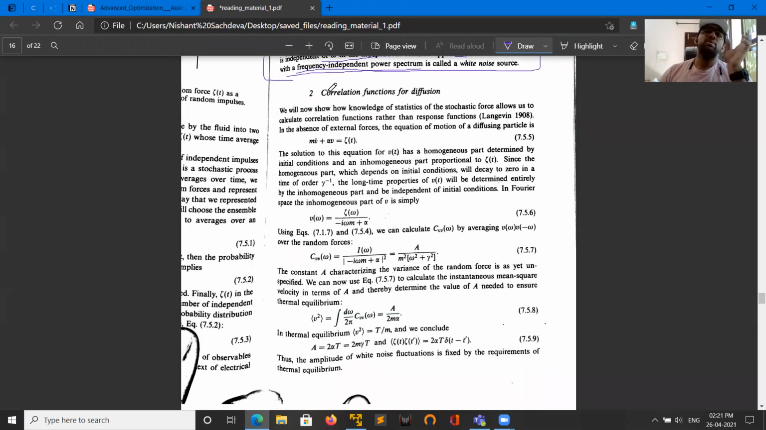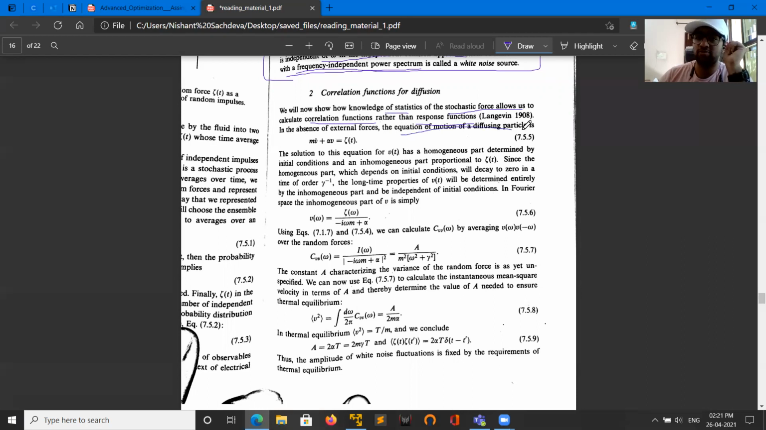Now we'll study the correlation functions for diffusion. We had done Brownian motion. Now what we'll do is diffusion. So liquids have Brownian motion and liquids also have diffusion, so that's what we'll study now. We basically will show how knowledge of the stats of the stochastic force, the random force, allows us to calculate correlation functions rather than response functions in the absence of external forces.